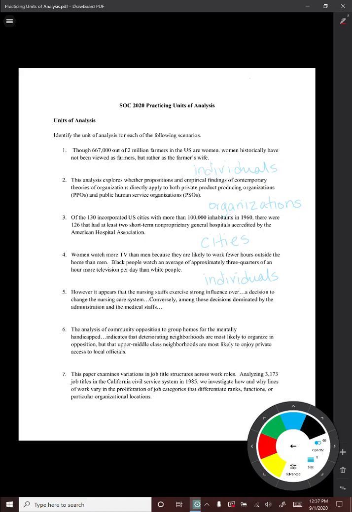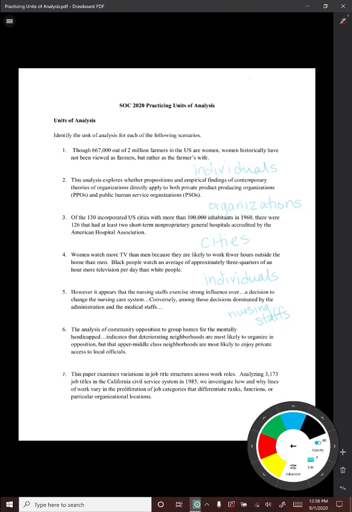Number 5. However, it appears that the nursing staffs exercise strong influence over a decision to change the nursing care system. Conversely, among those decisions dominated by the administration and the medical staffs, here we have nursing staffs, or you might say groups.